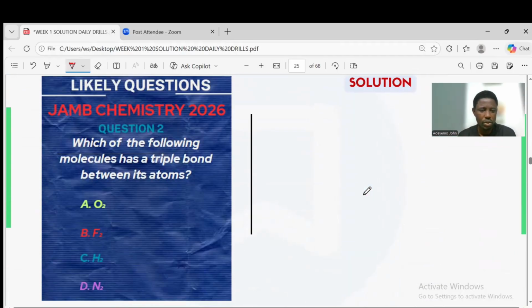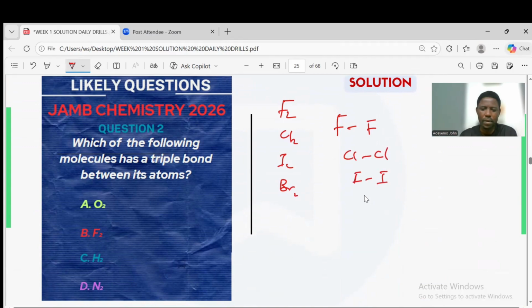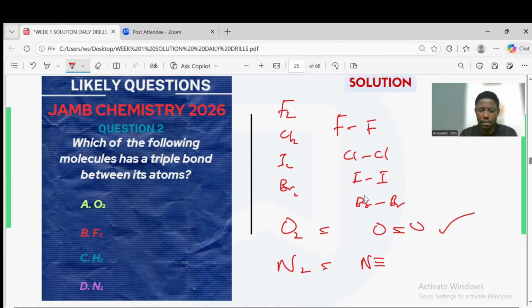Number two, which of the following molecules has a triple bond between its atoms? Most of the diatomic molecules like F2, Cl2, I2, Br2, those halogens, they have a single covalent bond. Can you see that? But oxygen is represented as this. Please take note. Under the dot and cross diagram, we have learned that. And nitrogen is triple bonded to each other.